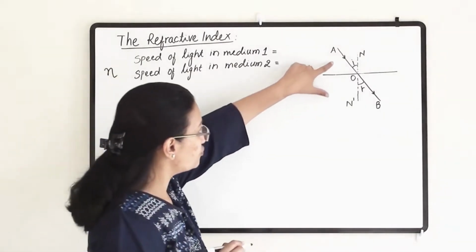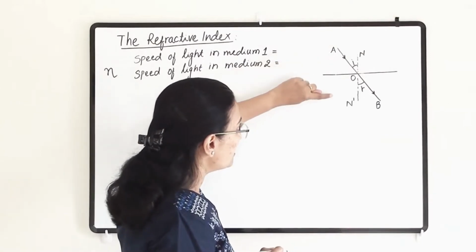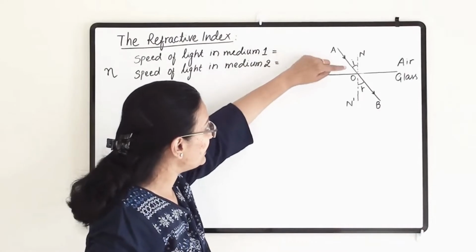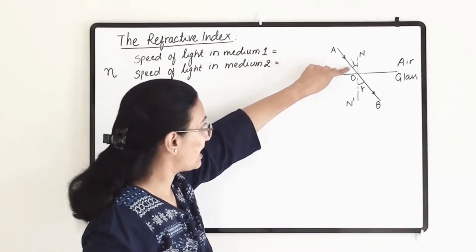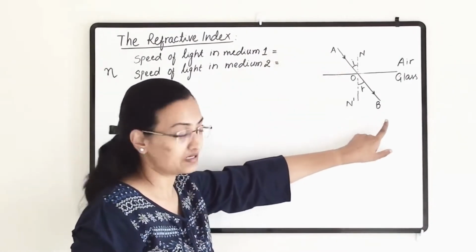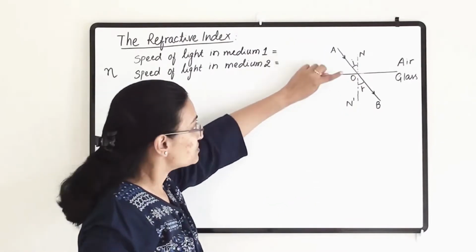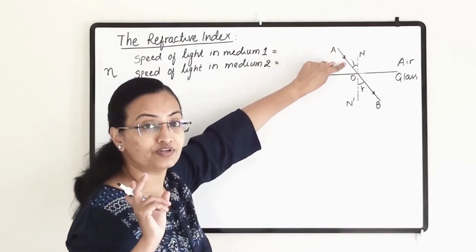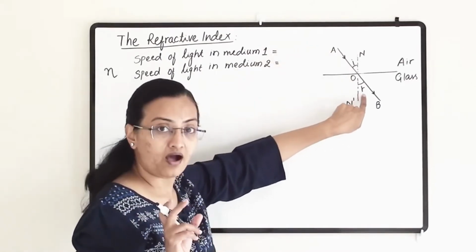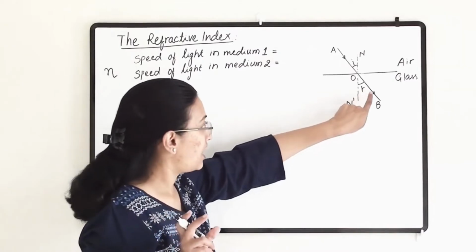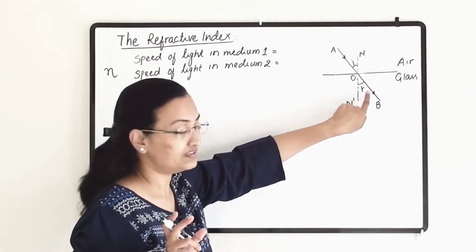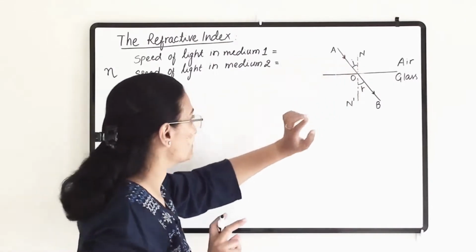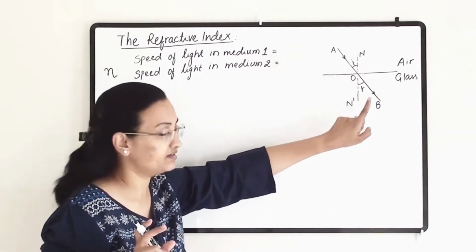So here two mediums are there. This is the air medium and this is the glass medium. From air, the ray is obliquely falling on the surface of the glass and passing through the glass slab. Here this is I, which means angle of incidence, and here R means angle of refraction. How much it is refracting, we can see from the angle of refraction and the angle of incidence. This is the incident ray and this is the refracted ray.